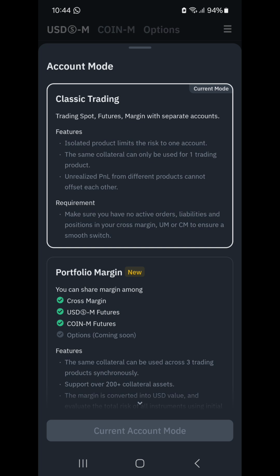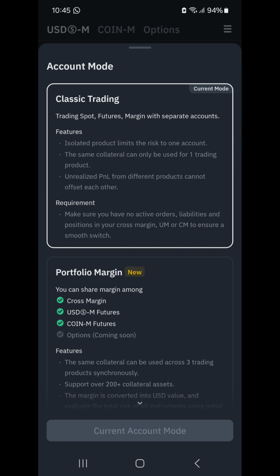Now, the same collateral can only be used for one trading product. The same idea: unrealized P&L from different products cannot offset each other. So that is what it means. The same idea, revolving around the same thing.